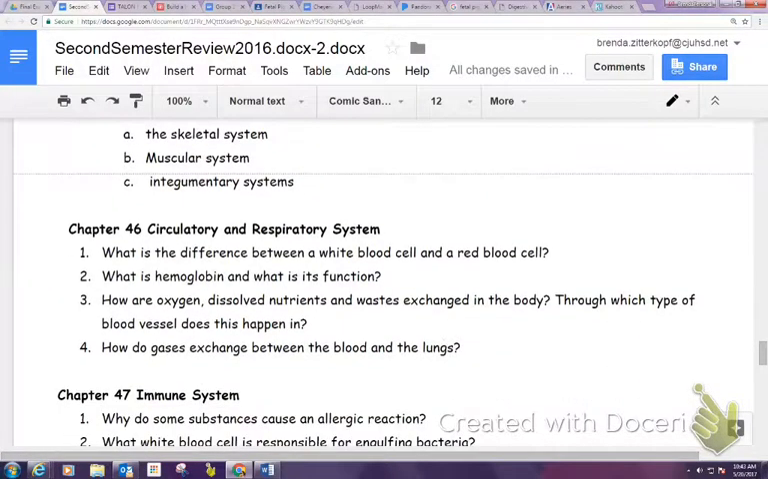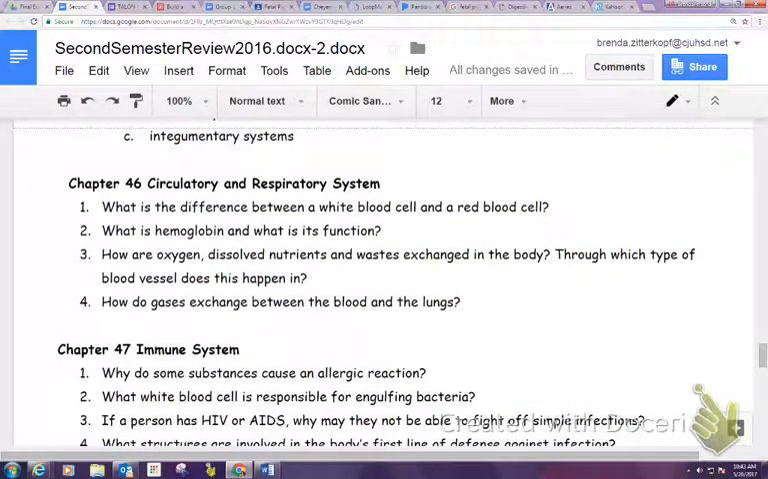Okay, circulatory and respiratory systems. I'm still recording. Circulatory and respiratory systems. First of all, the questions that are not here are the obvious ones. What are the structures in the circulatory system? The circulatory system is your heart. Heart, lungs, and blood vessels.